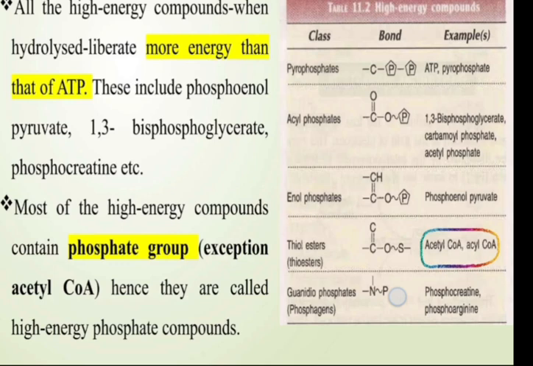All the high energy compounds, when hydrolyzed, liberate more energy than that of ATP. These include phosphoenolpyruvate, 1,3-bisphosphoglycerate, phosphocreatine, etc. Most of the high energy compounds contain a phosphate group, hence they are called high energy phosphate compounds.